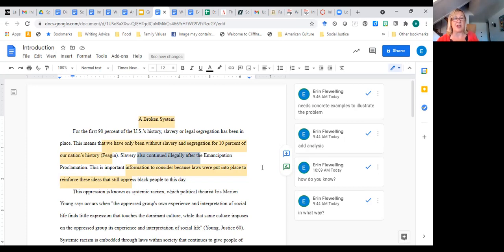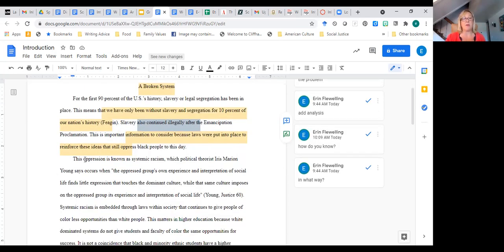And so slavery actually continued legally after the Emancipation Proclamation. It's a pretty ugly history. But this is there, and the author needs to provide some details. How do you know? This is important information to consider because laws were put in place to reinforce these ideas that still oppress Black people today. And again, in what way? So we're still answering, how do you know, how, why, so what? The author's given us the so what, but we don't see the concrete examples.